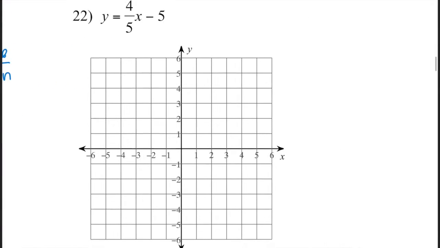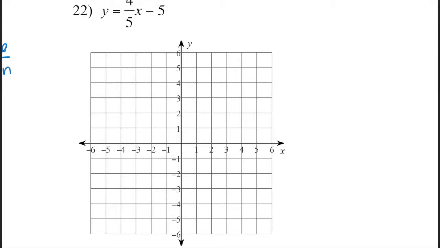And for number 22, my y-intercept is -5. My slope is 4/5, so rise 4 and run 5. 1, 2, 3, 4. 1, 2, 3, 4, 5. There's my second point, and make my straight line.